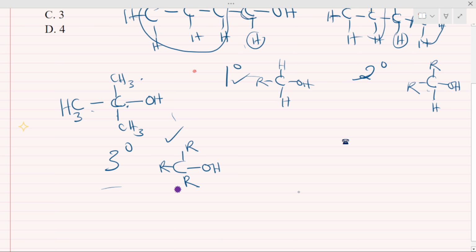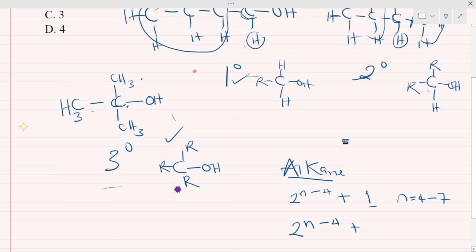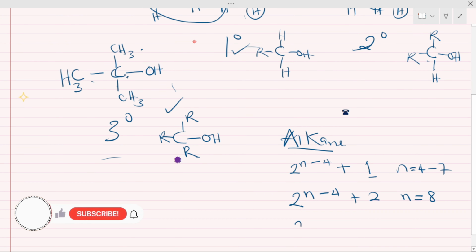Now let me quickly remind you of something important in organic chemistry under isomers. How do I get my isomer, especially for alkane? Let's look at the alkane series. Let's look at isomer. You can use this formula, especially for JAMB students. You can use this formula that says 2 raised to power n minus 4 plus 1, where your n ranges from 4 to 7. 2 raised to power n minus 4 plus 2 is when n equals 8. You can use 2 raised to power n minus 4 plus 3, that's when n equals 9.